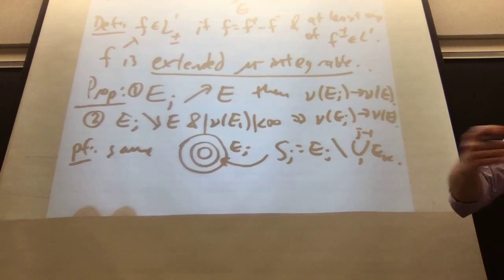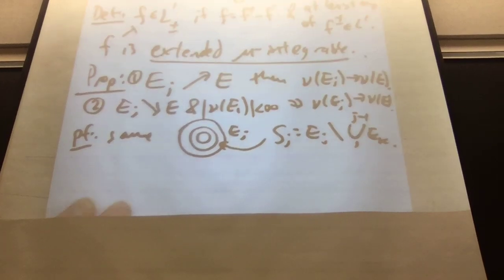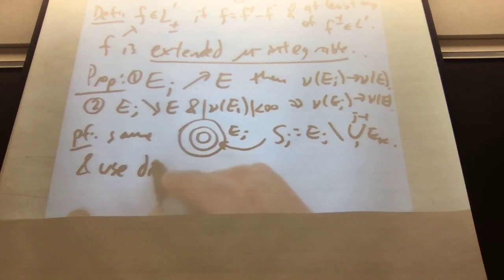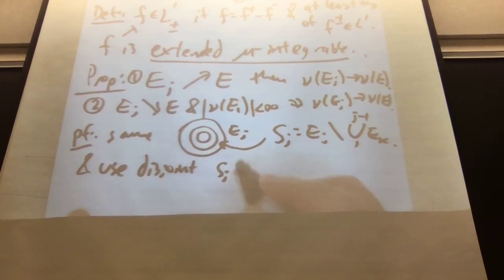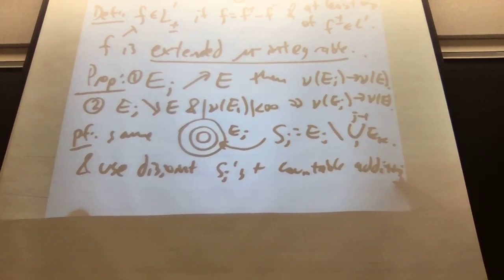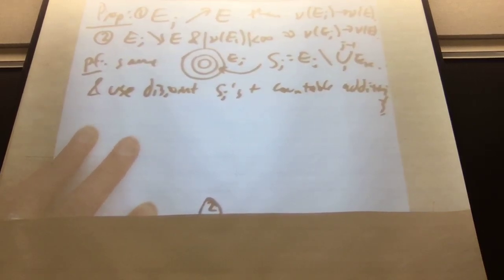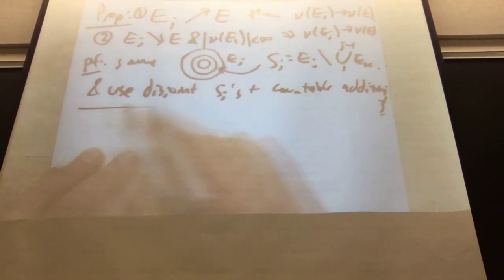So that makes these disjoint shells, and E is the union of disjoint shells Sj. And so by additivity, countable additivity, and use disjoint Sj's plus countable additivity. That's the word additivity. Hopefully you can make sense of that.